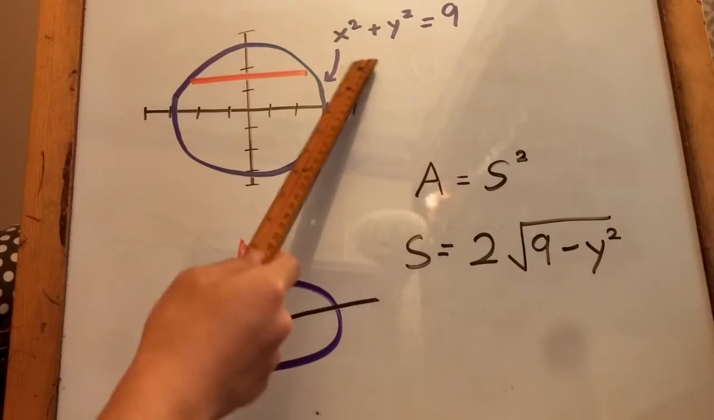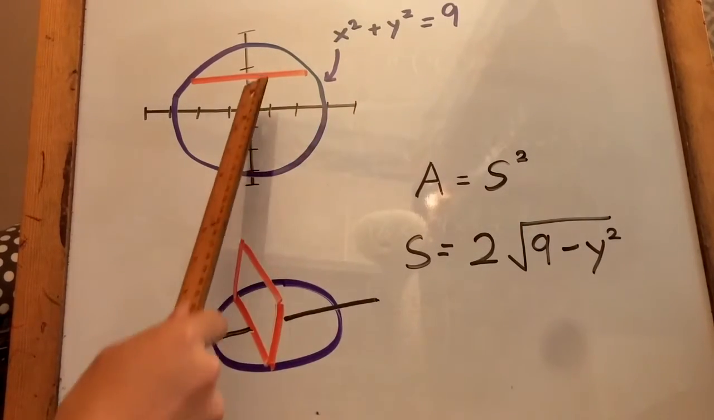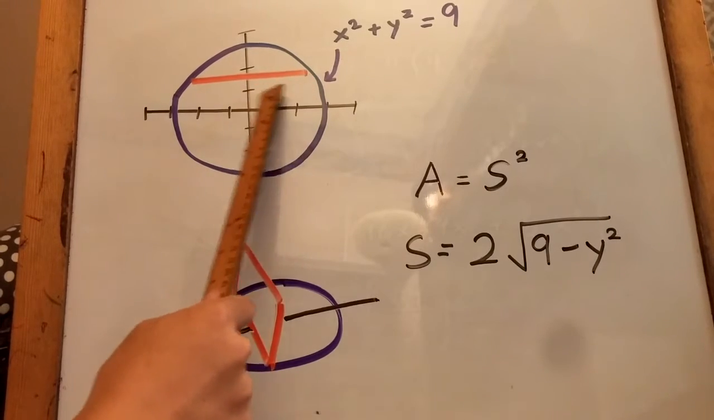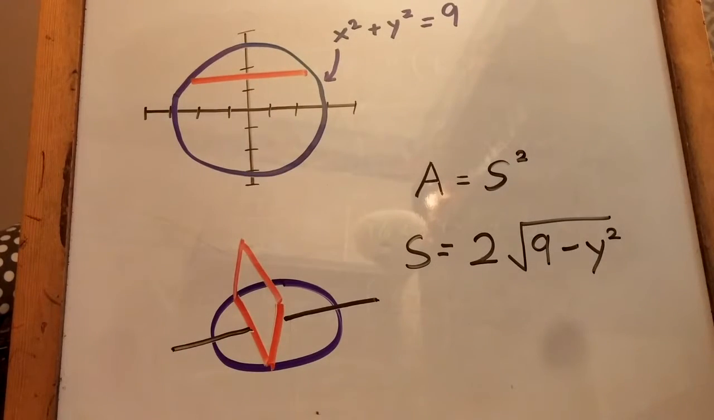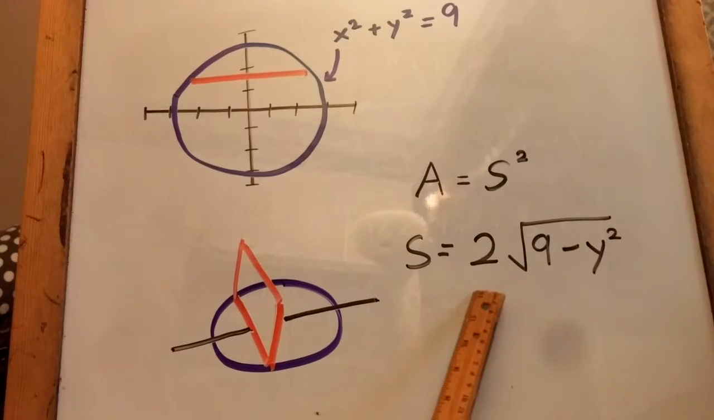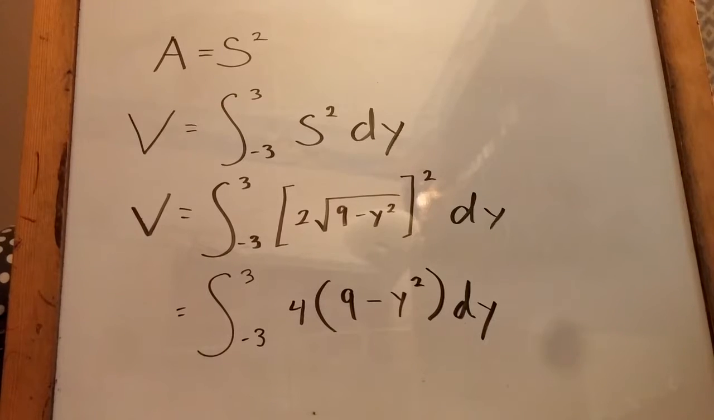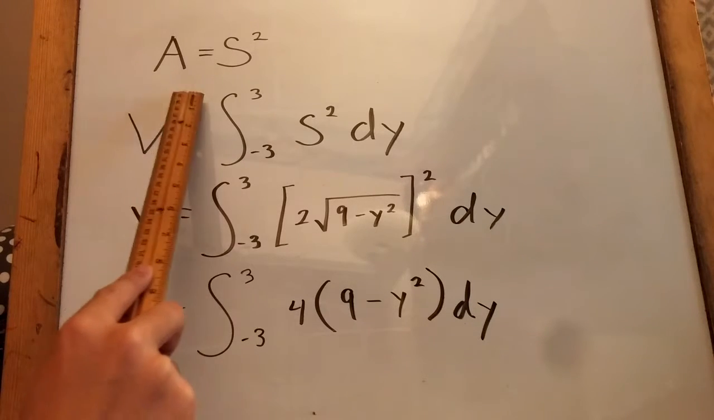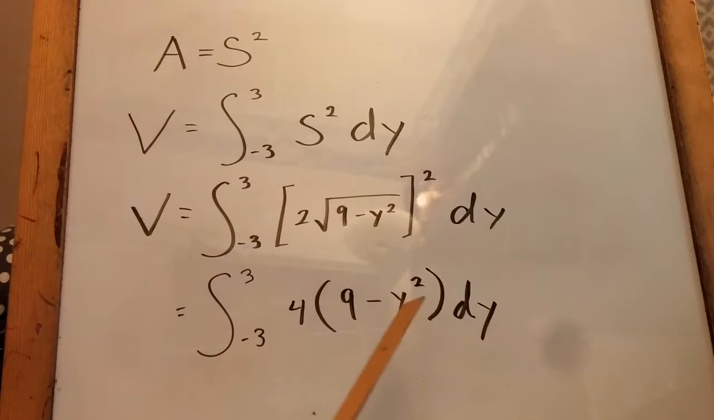If we use this function up here, we can find that this part right here, half of the side of the square, is the square root of 9 minus y squared. And all we have to do is multiply that by 2 to find the full length of the side, which is 2 times the square root of 9 minus y squared. So the area of a square can be found by multiplying one side by the other. So right here we can see area equals side squared.